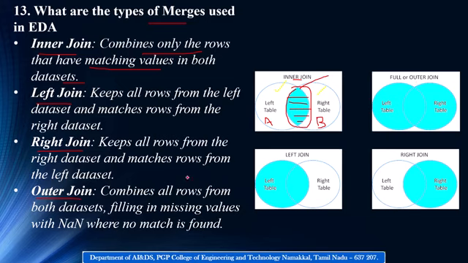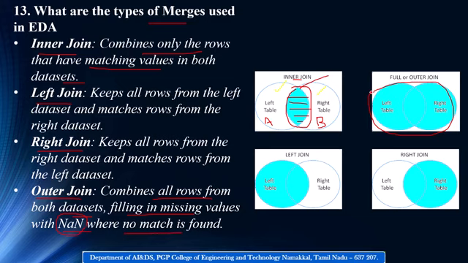So what does this mean? It combines all the rows from both the data sets, filling in the missing values with NaN where no match is found. Suppose any data is not available, NaN means not a number. If the data is missing, it will automatically fill, taking from the right side or from the left side. So all the data from both the data sets I'm going to take. This is called a full or outer join.